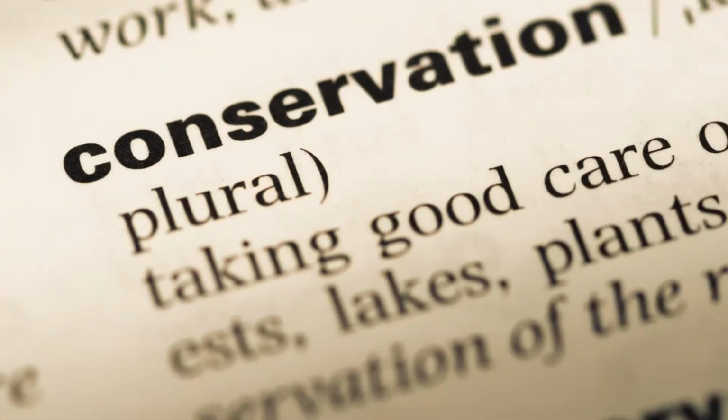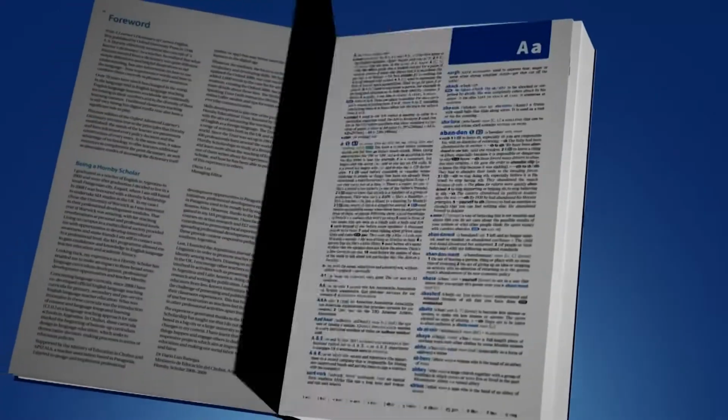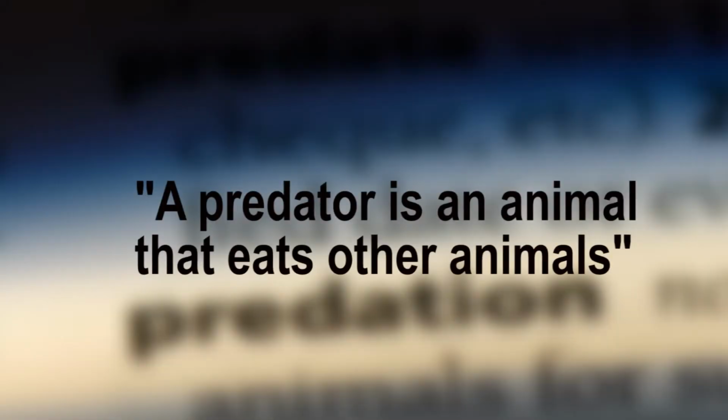Now we're looking for the next word, conservation. Search. Okay, prevention of wasteful use of a resource. Excellent job. Let's move to the next word, urbanization. Search. Okay, now let's look at the meanings. Excellent job. The process of making an area more urban, becoming like a city. Good job. Now to our final word, predator. Search. And the meaning, an animal that hunts and eats other animals.